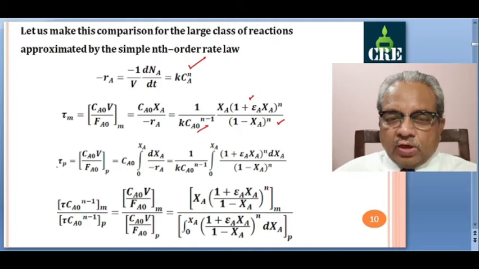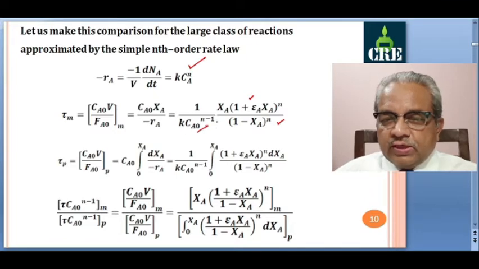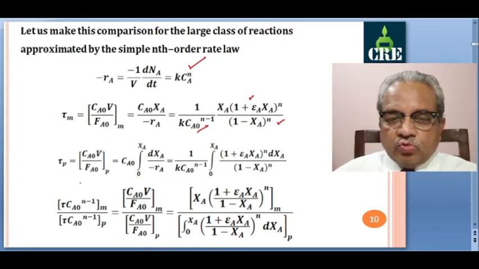For plug flow, tau p is Ca0 integral 0 to Xa dXa by minus Ra. So this K Ca0 raised to n minus 1 is a constant term. This you can take outside the integral sign in the denominator, and integral 0 to Xa of (1 plus epsilon A Xa) raised to n over (1 minus Xa) raised to n. If you take the ratio of these two terms, tau m by tau p, and this we transfer on this side.